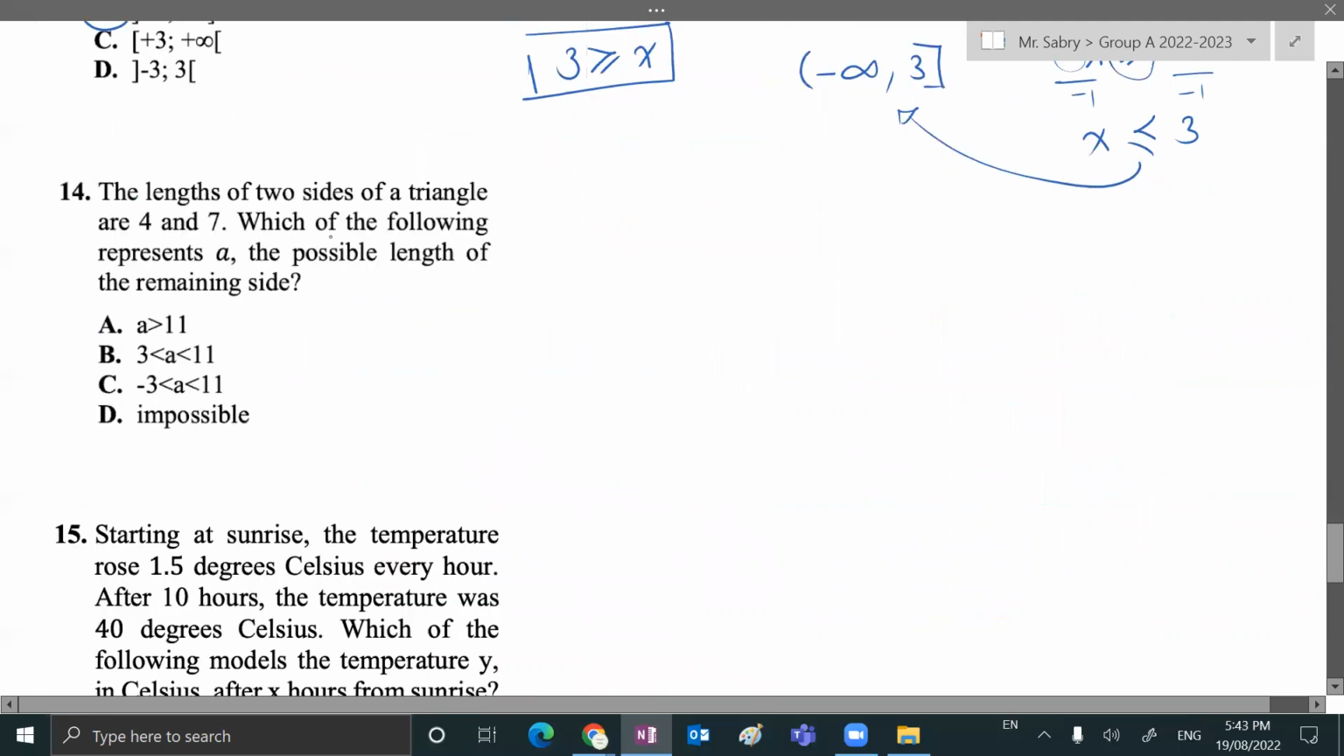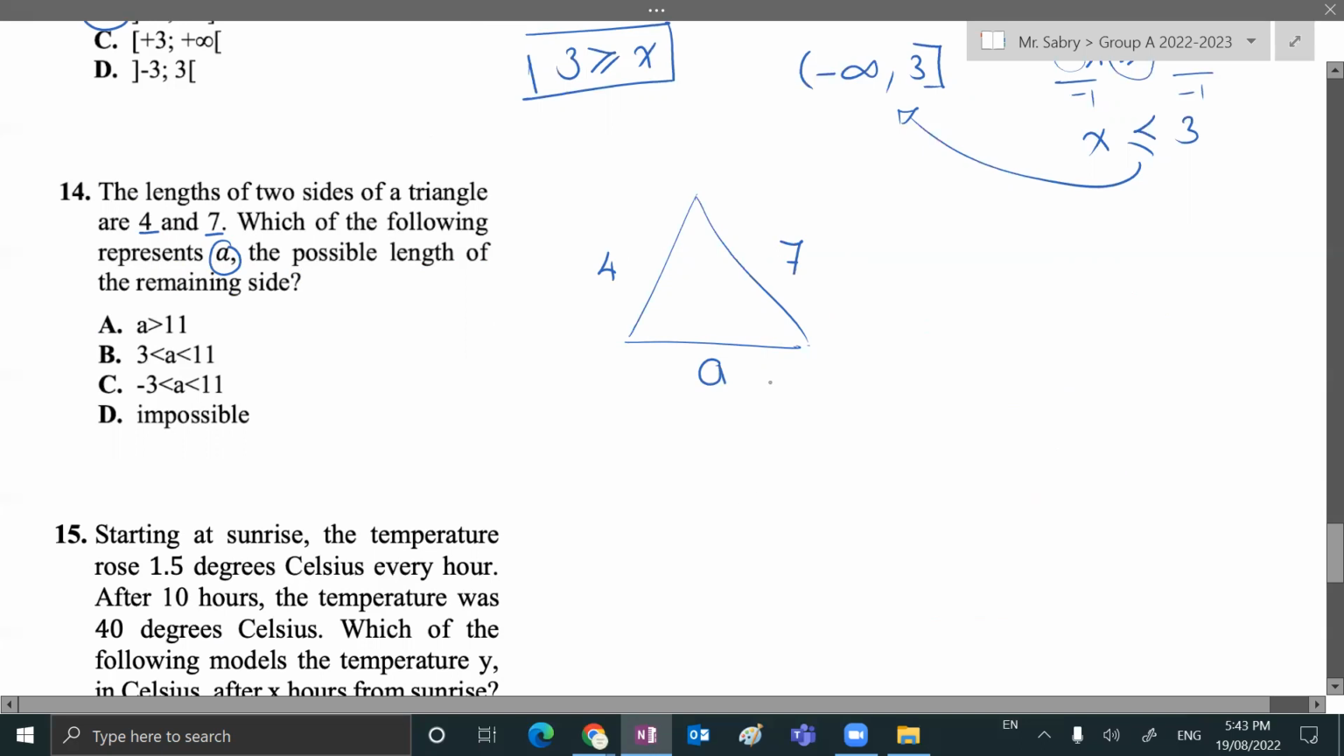The lengths of two sides of a triangle are 4 and 7. So I have a triangle. I don't know whether it's right or not. I just know that one side is 4 and the other one is 7. Which of the following represents A, the possible length of the remaining side? So the third side should be A, and we don't know its length.